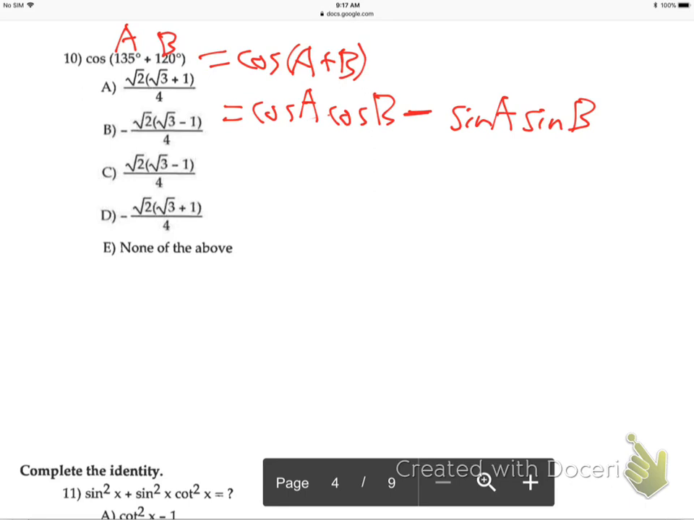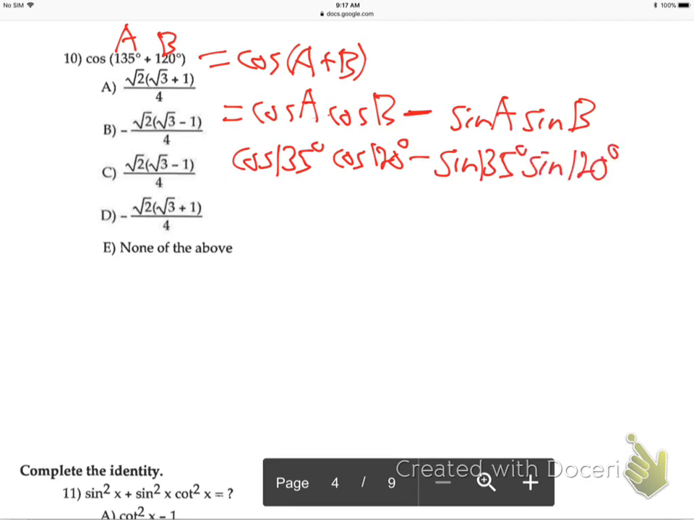So the A is 135. So this is cosine 135, and the B is 120. 135, 120. Right? Then we just got to figure all those out. All right, so can you do that? So that means without a calculator, unit circle, can you figure out those?